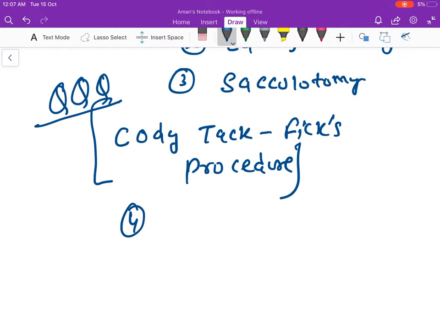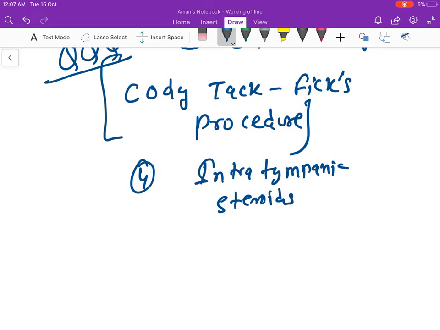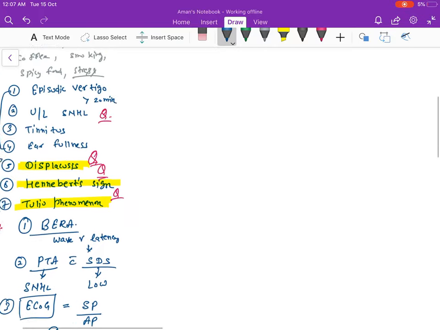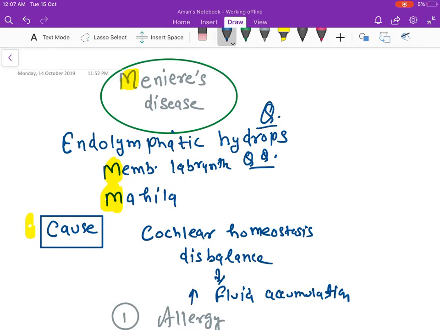We can also give intratympanic steroids like dexamethasone, betamethasone, or intratympanic gentamicin. So this is an important topic for the exam, very very important. Usually they ask one question from this topic.